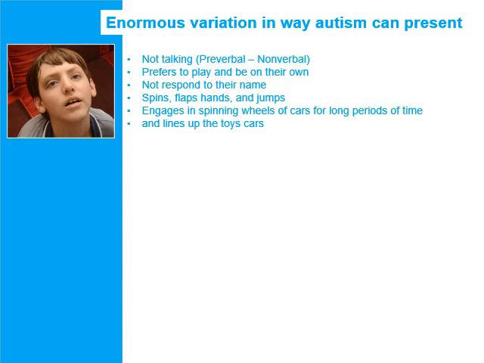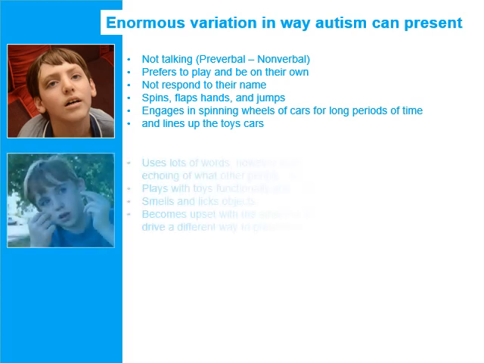For one child, autism could look like them not talking, them being either pre-verbal or non-verbal, that they preferred to be on their own and play by themselves, that they wouldn't respond to their name when it was called, that they could spin, flap their hands and jump around on the spot, engage in the spinning of the wheels of cars for long periods of time, and line up toy cars in a repetitive way.